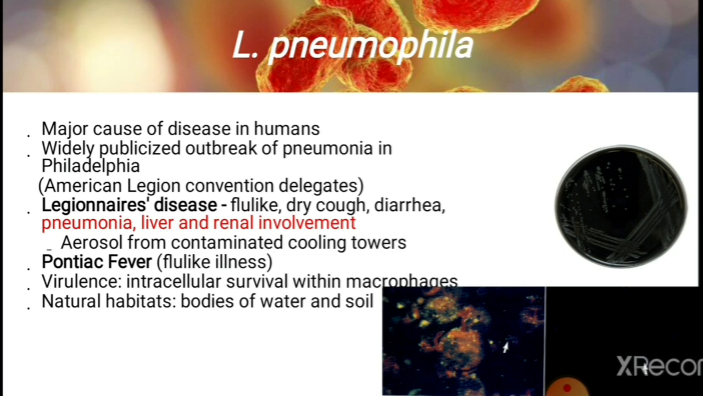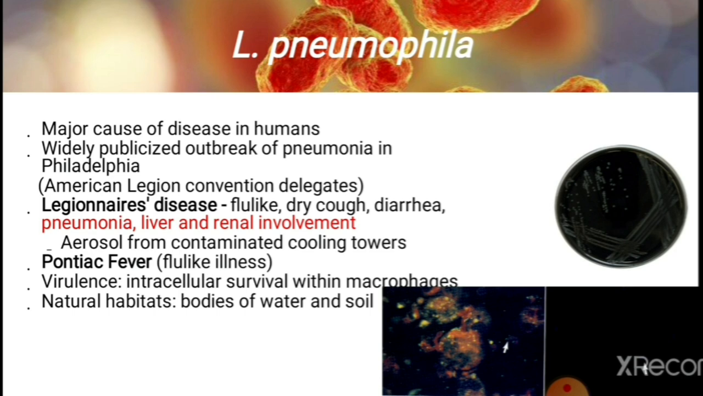Without antibiotics, the fatality rate of this organism is as high as 15%, and the disease occurs more in males over 60 years of age and in the immunocompromised. The reservoir of infection is often in the cooling towers of air-conditioned systems and in hot water lines, as well as in soil and water.